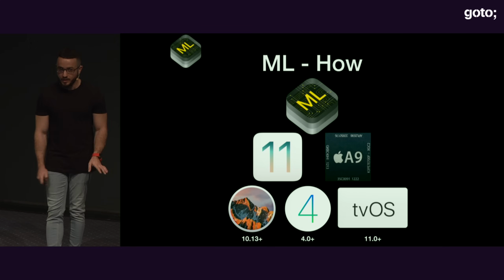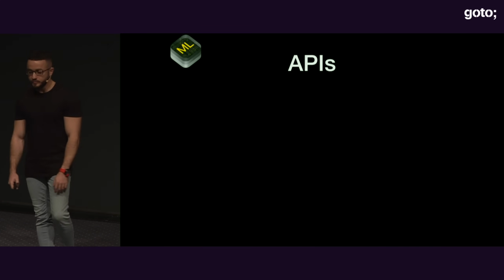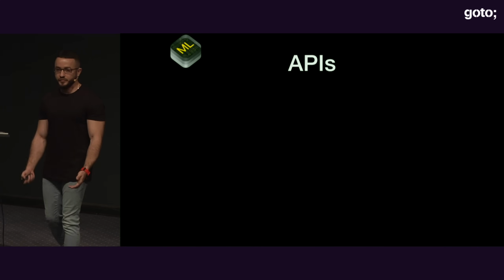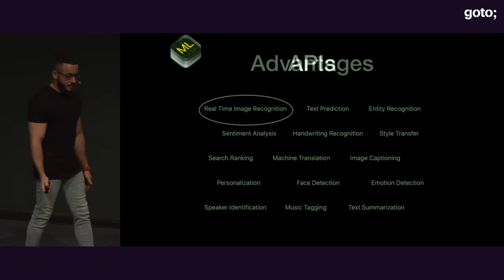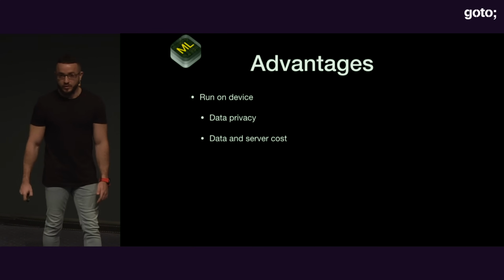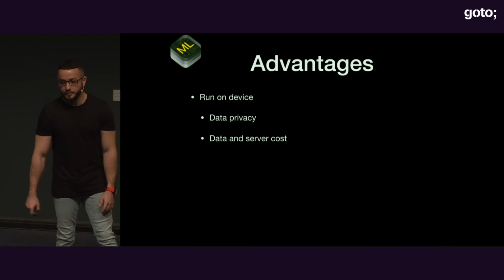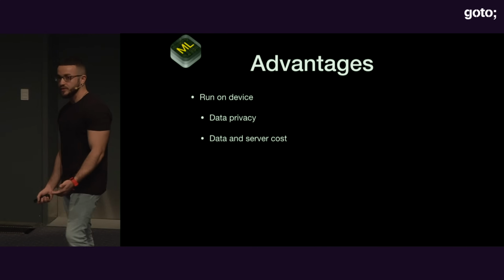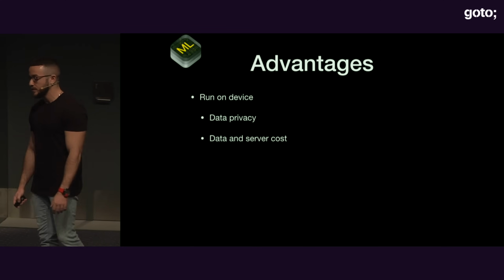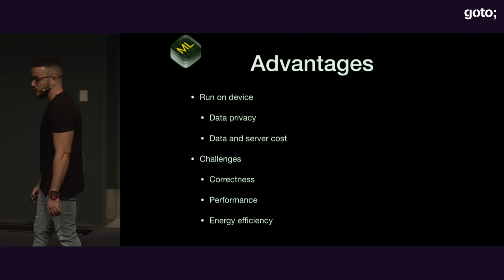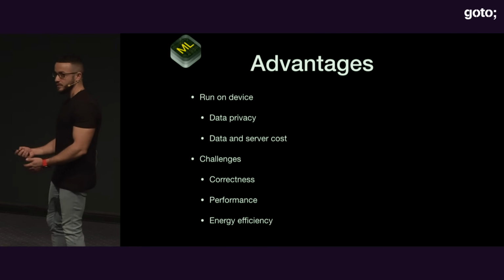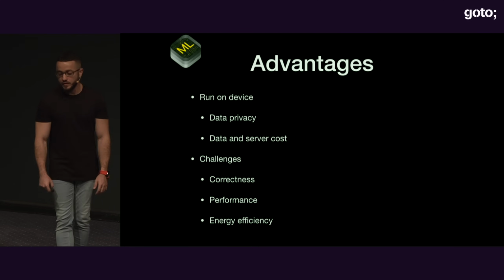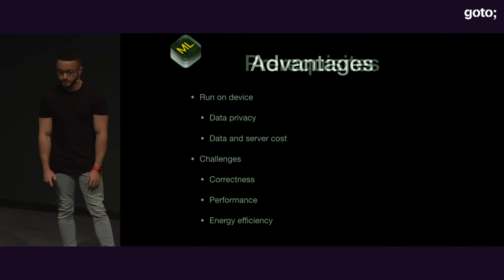The demos here I'm also going to write in Swift. CoreML comes with a range of APIs, but I'm only interested in real-time image recognition. CoreML has many advantages. It runs only on device, which means that we can achieve data privacy and save server costs. It also gives us these challenging solutions for free: correctness, performance, and energy efficiency. So Apple solves this and gives us this for free in CoreML.